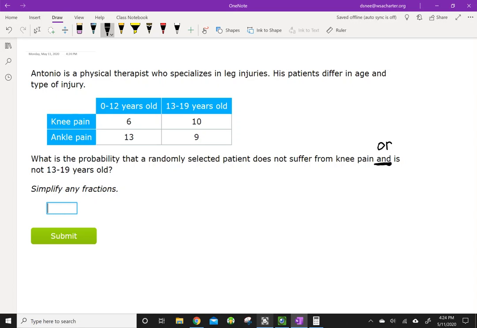So if it does not suffer from knee pain, that would be somebody who has ankle pain, okay? That would be these two, or is not 13 to 19, okay? That would be both of these, okay? So that would be 13 plus 6 is 19 out of a total of 38. So it would be 19 out of 38. And that would be one half of them do not suffer from knee pain or are not 13 to 19. Okay, so just a little bit different there.